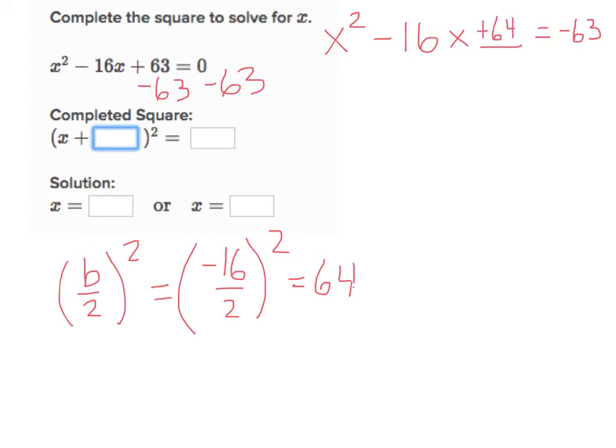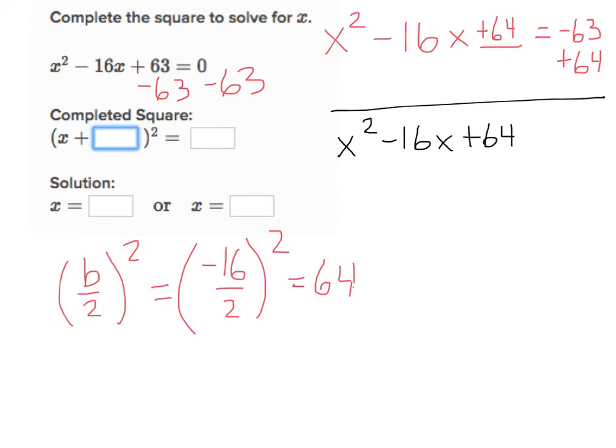64 on both sides. You can't just add it on one side. What you do to the left of an equation, you must also do to the right. Now when you do that, you have x squared minus 16x plus 64 equals, and negative 63 plus 64 is 1. Okay? So now you have completed the square, but this is not in the same format as what they want right here, completed the square format.